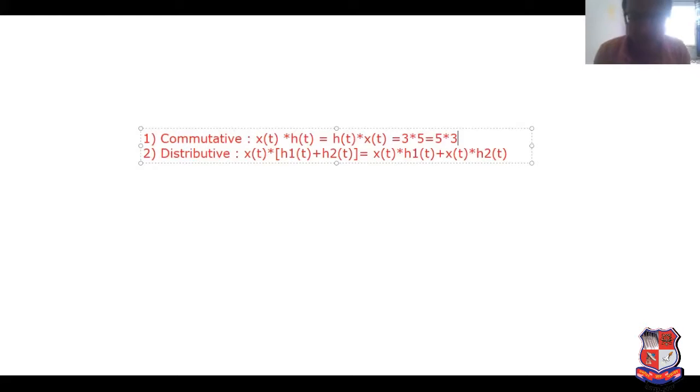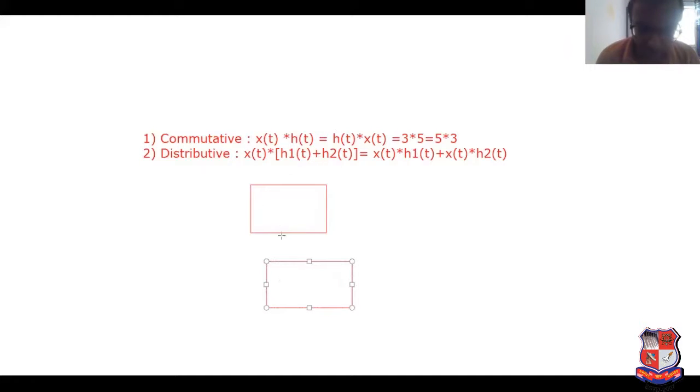Distributive property means what? Consider this is the system H1 and this is the system H2. These two systems are connected in parallel. Then the overall response of the system, see this, is the overall system, and if you add them with each other, then it is known as the distributive property.